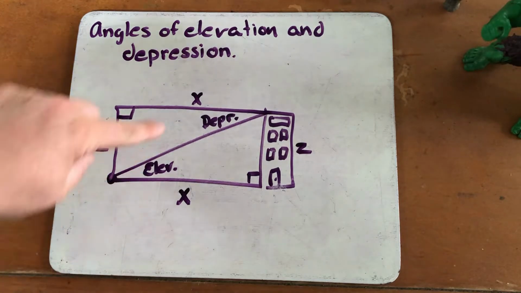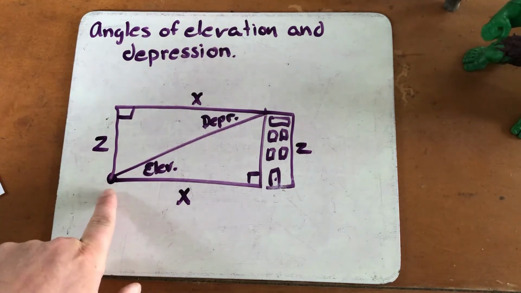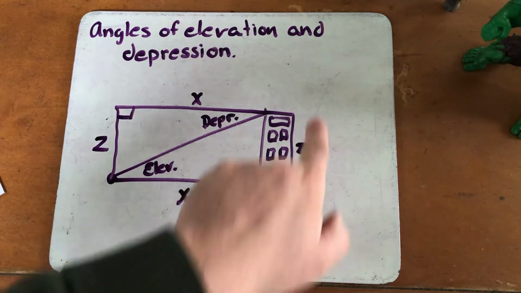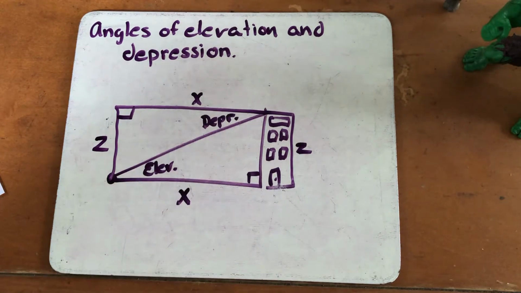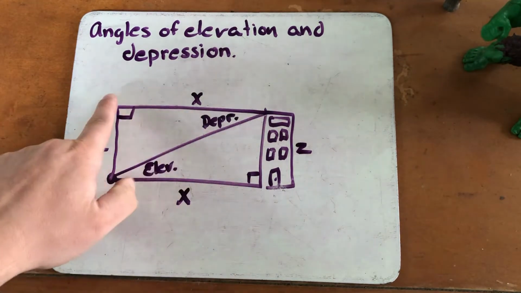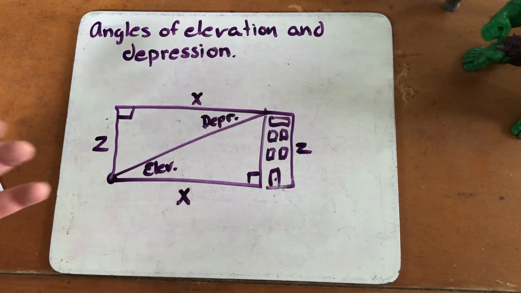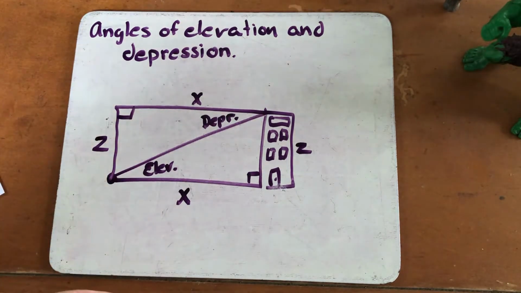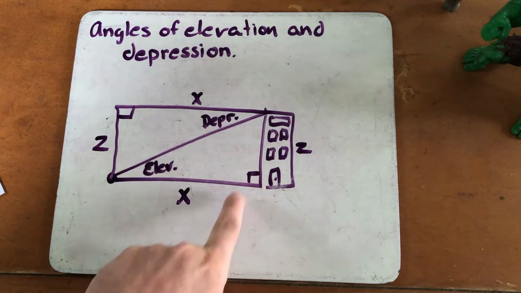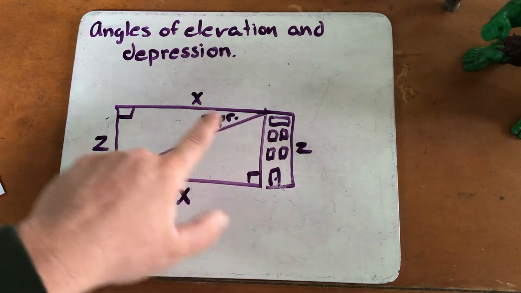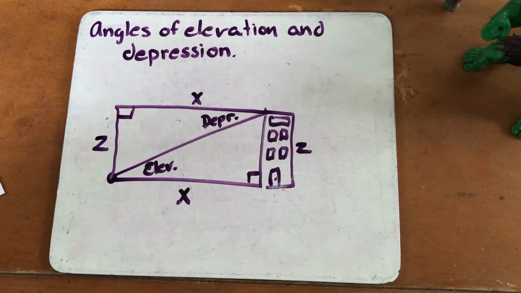So if I have an angle of elevation, I have the distance from the building, the height of the building, and the angle of elevation. If I have an angle of depression, I have the distance from the building and the height of the building. So I can find the same things. I'm basically finding the same triangle. It's just one is from the ground relative to the top, and one's from the top relative to the ground.